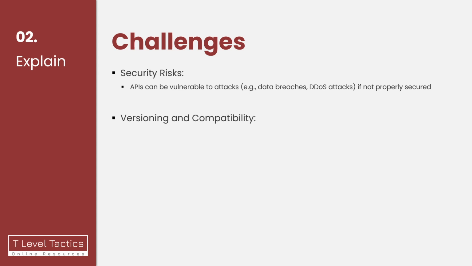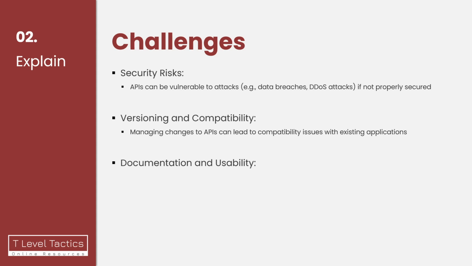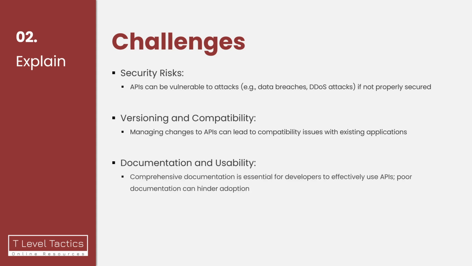There's versioning and compatibility issues. Managing changes to APIs can lead to issues with existing applications. Everybody needs to be using the same versions to ensure compatibility. And there needs to be some documentation on how to use APIs. Comprehensive documentation is essential for developers to effectively use these APIs, and poor documentation can hinder the adoption of them and the use of data in other applications.